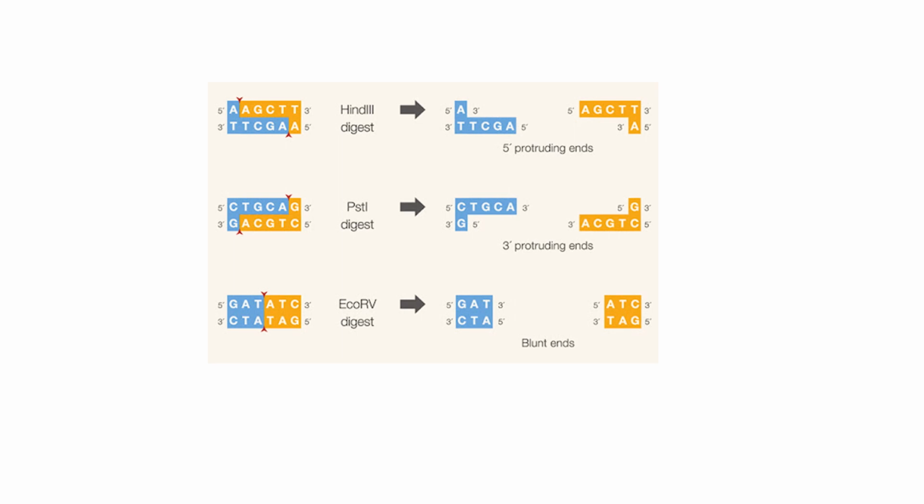And Eco R5, when it digests the DNA, produces blunt end. There is no overhang. These are the different cut portions of the DNA by different enzymes. Here 5 prime overhang end, 3 prime overhang end. These are the asymmetric cut, the sticky cut, and this is the blunt end cut.